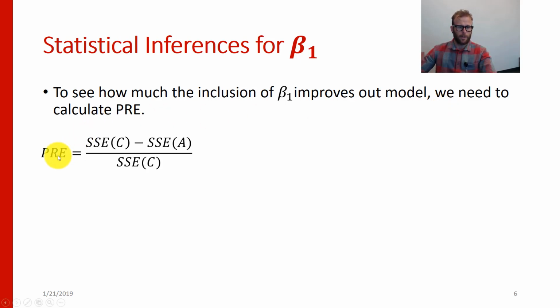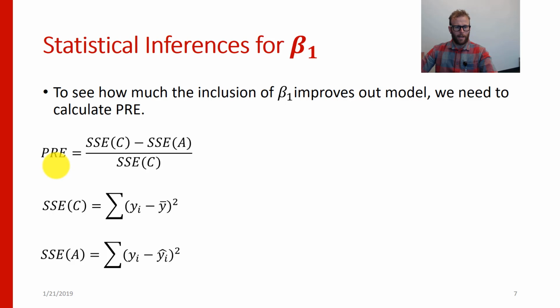The proportional reduction in error, as a reminder, is the sum of squared errors from our compact model, where we're just estimating the mean for everyone, minus the sum of squared errors for our augmented model, where we have a mean and an intercept which are generating our predictions, divided again by the sum of squared errors for the compact model. To break out those sums of squared errors, SSEC is just each person's score minus the mean squared, and then we add all those squared deviations together. SSEA is each person's score minus the model prediction squared, and then we add all of those squared deviations together.